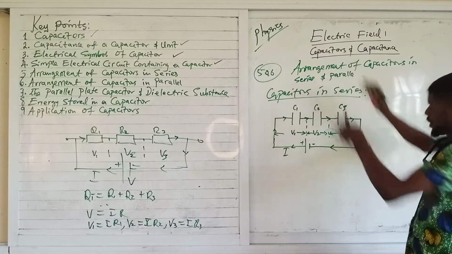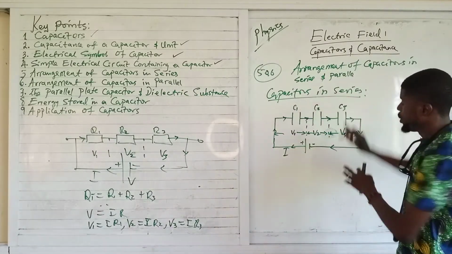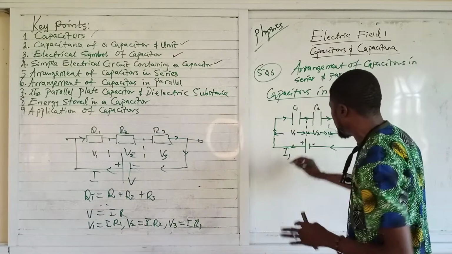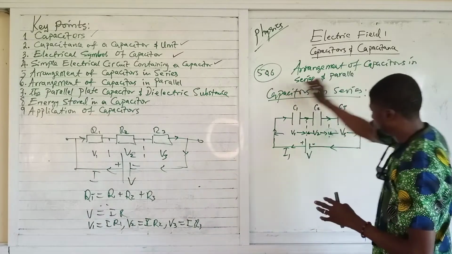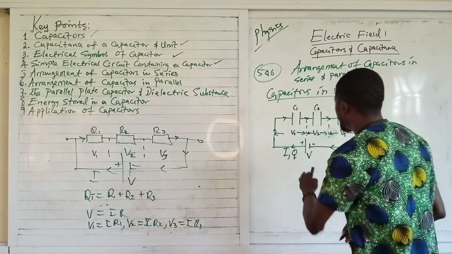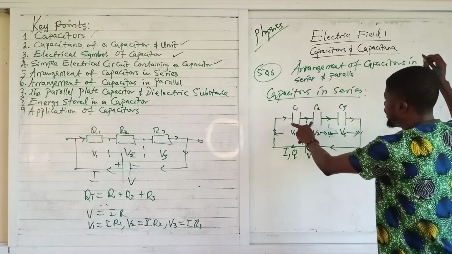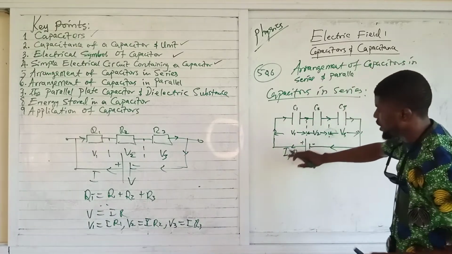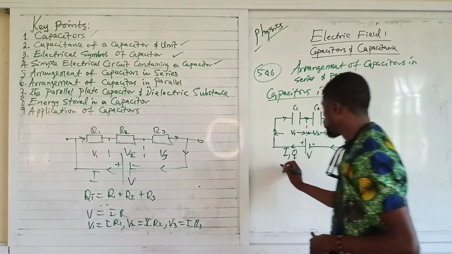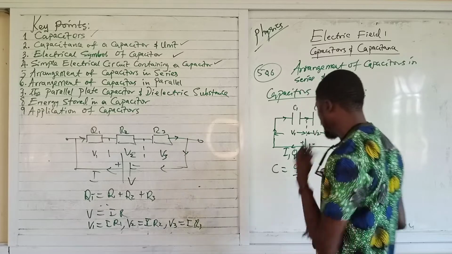So when capacitors are arranged in series as this, you have the same quantity of electric charge Q flowing through them. And then you have the same current I flowing through them. Very, very important. So from C equals Q all over V.